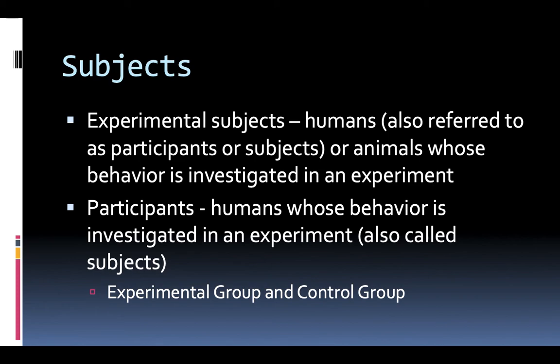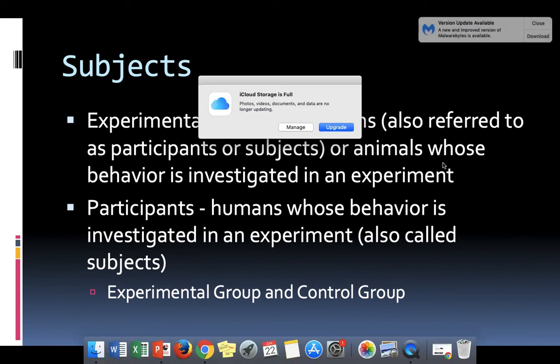So subjects, our experimental subjects, are the individuals, or in this case, typically humans or animals that are part of our experiment. Typically, we refer to humans in our experiments as participants. Sometimes you see them listed as subjects, and we're investigating their behavior.